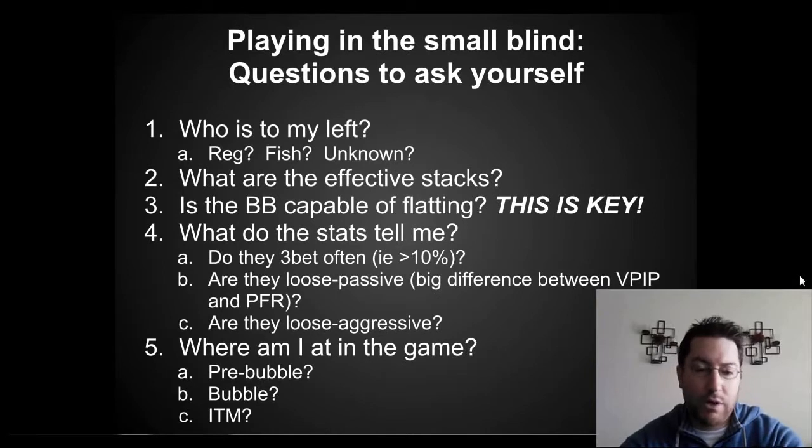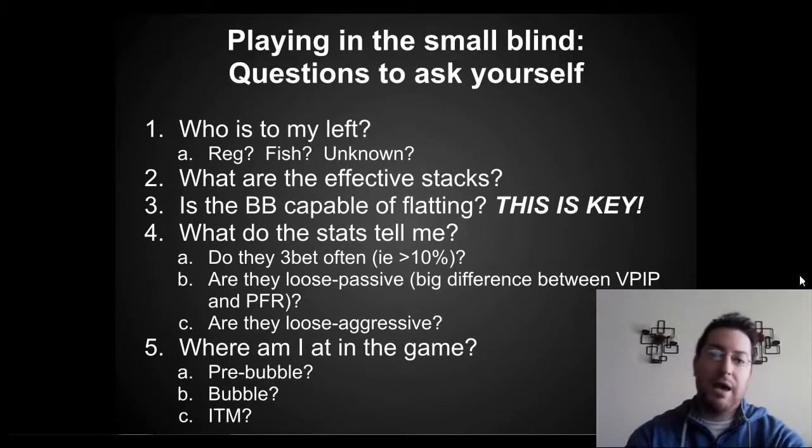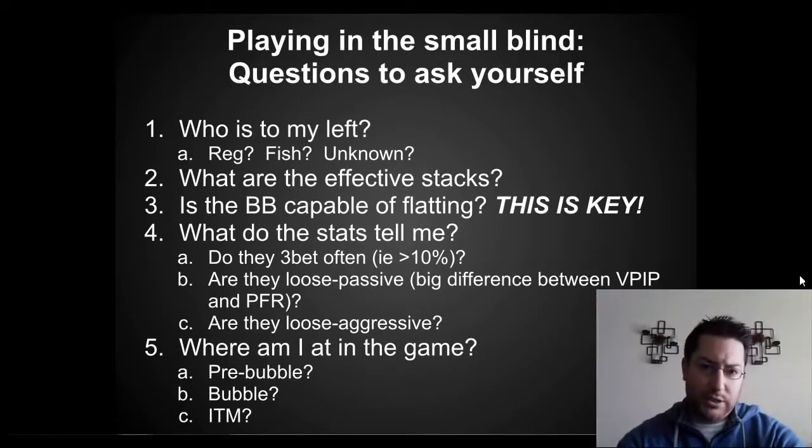And also, where are you at in the game? This, along with effective stacks, certainly determine your strategy many times. Are you pre-bubble? Are you in an 18-man game and you're not even on the final table yet? Are you right on the bubble of a 9-man, of a 45-man? Or are you in the money? And the in the money payout, along with stack distribution, will also determine your strategy as well.